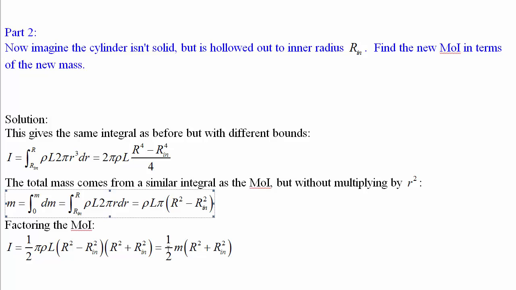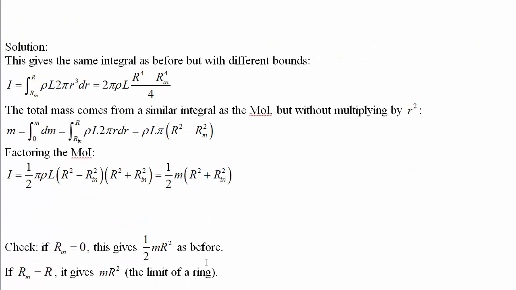If we factor the moment of inertia, this thing being a difference of squares, that's the difference of the square root of R to the 4 and r in to the 4, which itself is R squared minus r in squared, times the sum R squared plus r in squared. Then this thing in front is the mass. So we've got 1/2 m times big R squared plus r in squared. Let's check that it works.